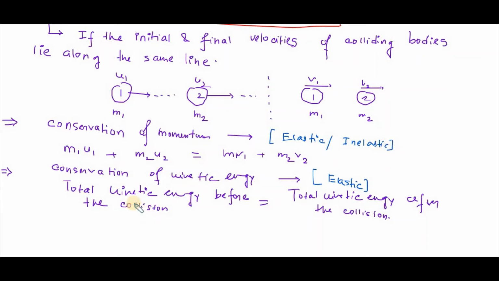Now the equations we can consider: before collisions, the total kinetic energy of the system is half m1 u1 squared plus half m2 u2 squared. That is equal to the total kinetic energy after the collision, that is half m1 v1 squared plus half m2 v2 squared. That's representing the total energy before the collision and the total energy after the collision, representing the kinetic energy conservation in case of elastic collision.